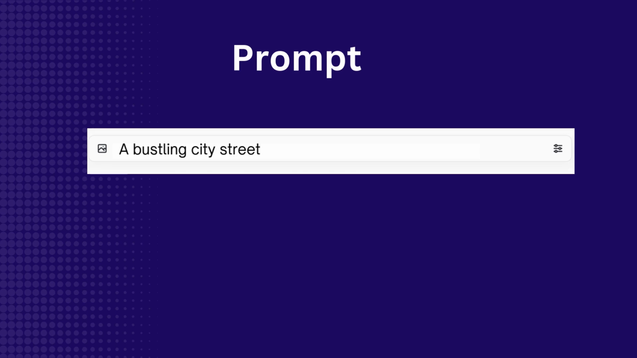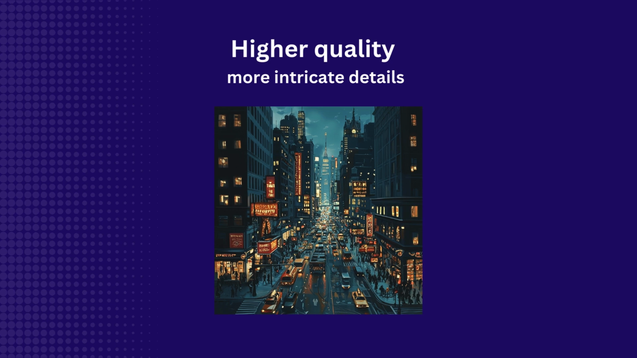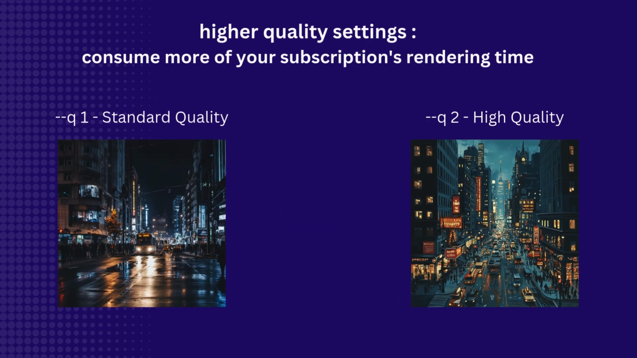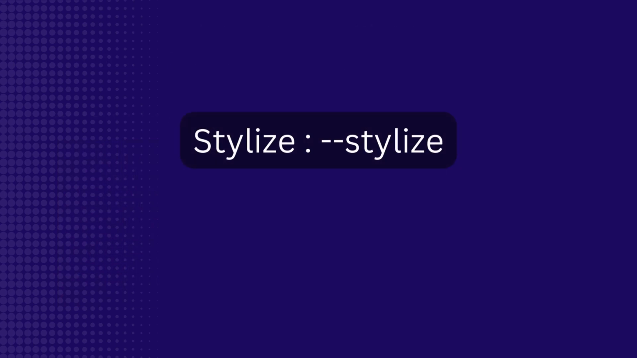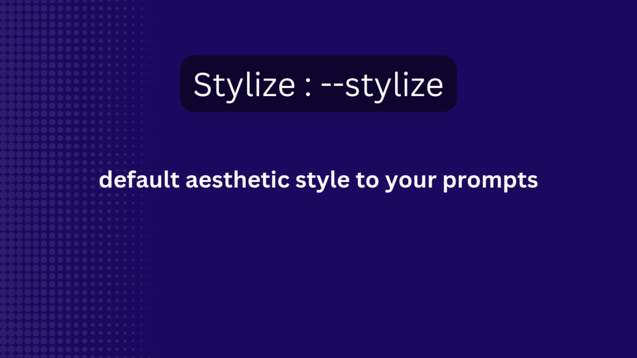Prompt: a bustling city street at night, --q 2. Result: a higher quality image with more intricate details and clarity. Keep in mind that higher quality settings consume more of your subscription's rendering time, so use them judiciously based on your project needs. Parameter stylize, --stylize, adjusts how strongly Midjourney applies its aesthetic style.